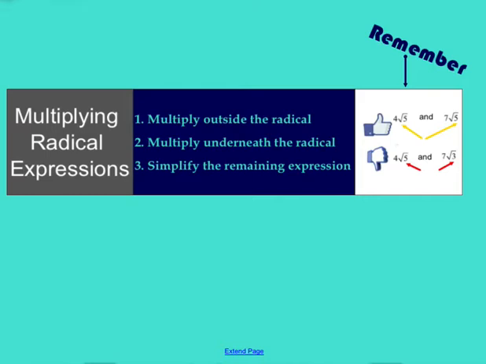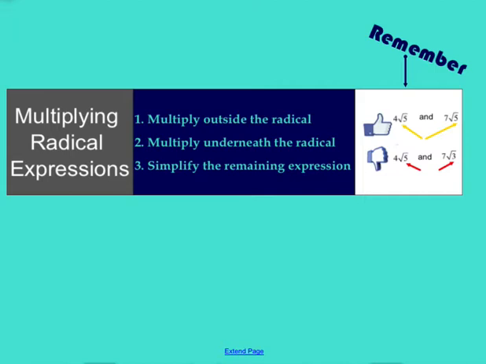So the first thing you want to do is multiply everything outside of the radical. That's kind of like our coefficient. Second step is to multiply things underneath the radical. So if they're both underneath the radical, then you can multiply them together. The next step is to simplify the remaining expression. So we need to make sure that we take out all of those pairs before we move further.